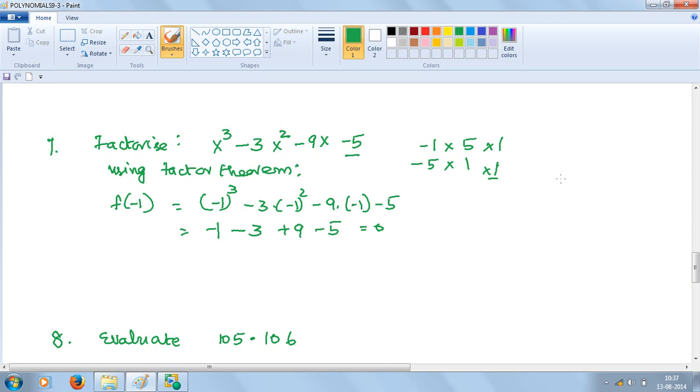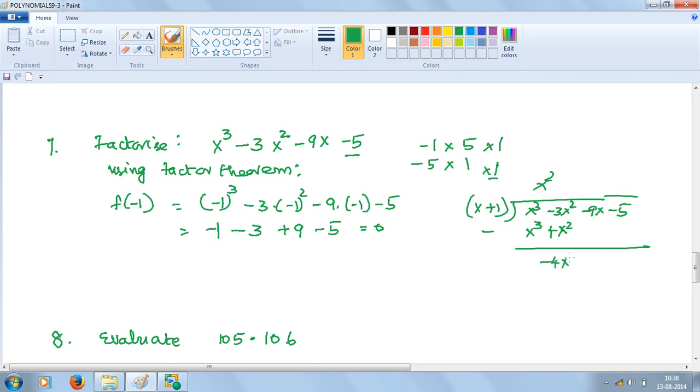So what do we do? We will do the division method: x cube minus 3x square minus 9x minus 5. We divide by x plus 1. First we put x square, multiplied gives x cube plus x square. The entire thing is subtracted, that you remember. This will become 0. Minus 3x squared minus x squared becomes minus 4x square, minus 9x minus 5.